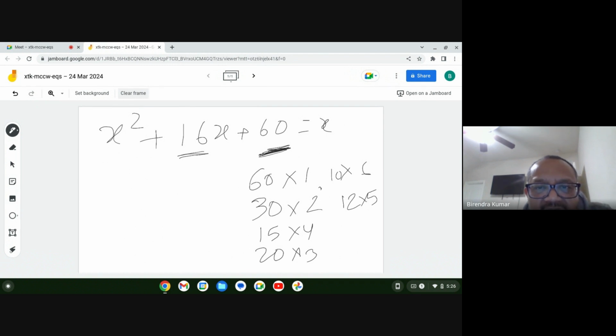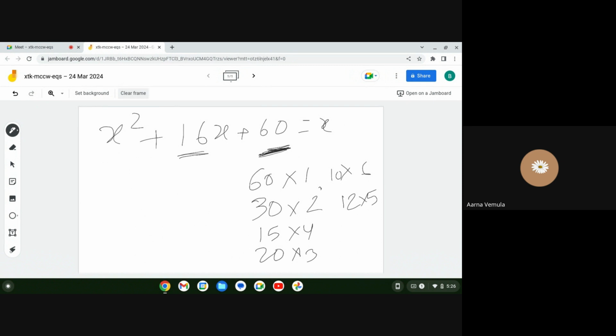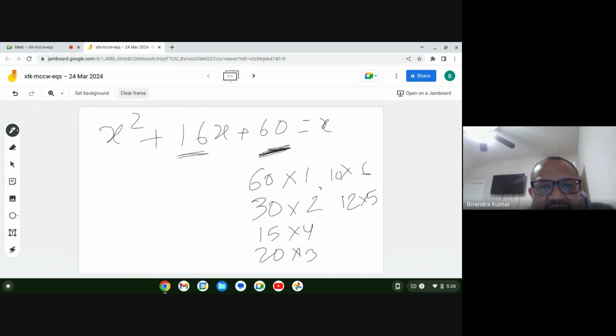Yes. Arna, are you able to follow? Yeah. Okay. So what we are doing is, when I'm not able to put this in the form of (x plus y) square, the second option is trying to find out the factors, meaning factors of the last number, this constant, the 60 that you see here. I'm trying to find out what the factors are: 60 into 1, 30 into 2, 15 into 4, 20 into 3. These are the options that we have.